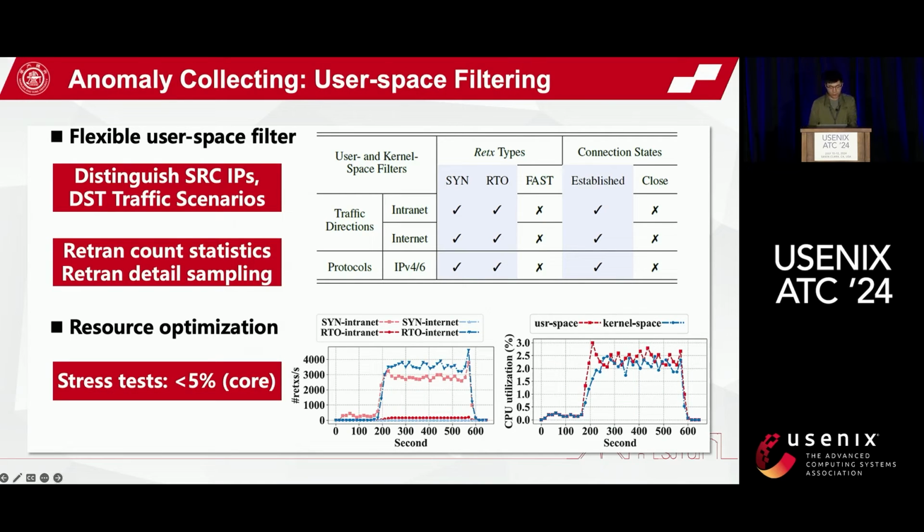NBPF also devises user space filters to record accurate retransmission counters and sample retransmission details. It monitors retransmissions from each microservice and container instance sharing one kernel, and NBPF distinguishes multiple traffic directions and scenarios via configurable filters on destination IPs. Then, the CPU and memory usage of NBPF is carefully optimized.